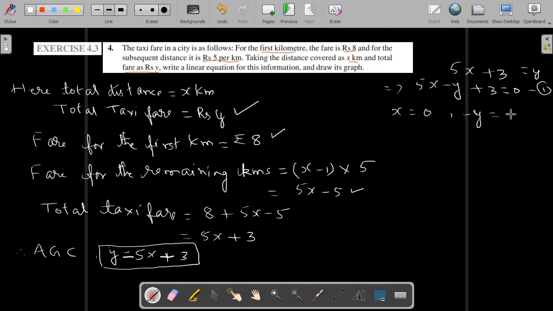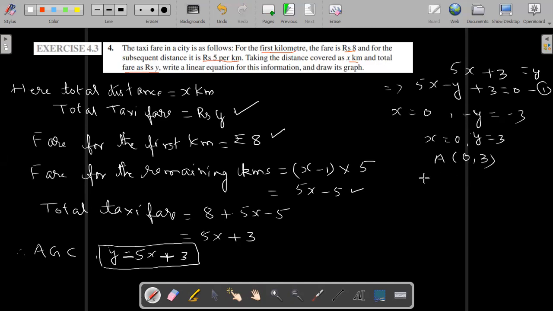Minus y is equal to plus 3. So minus 3 minus y is equal to minus 3. According to the given condition, so y is equal to 3. So we got the first point. You can call this point A because it will help you in drawing the graph. So the first point you got is 0, 3.